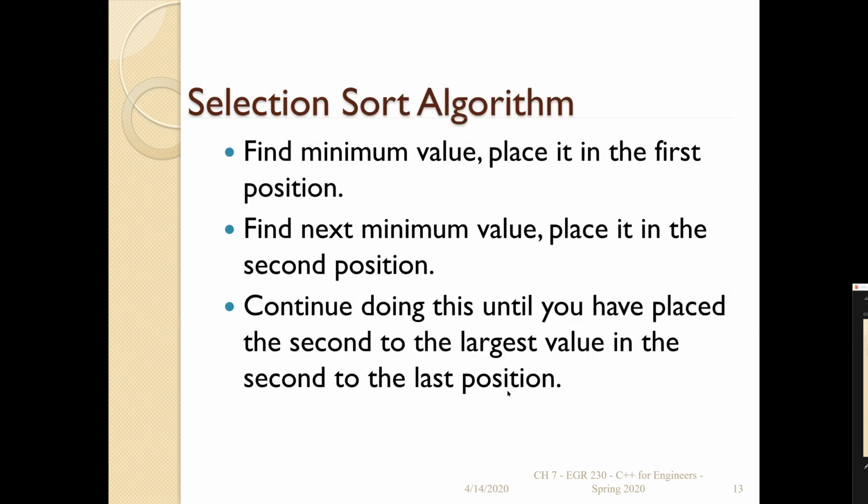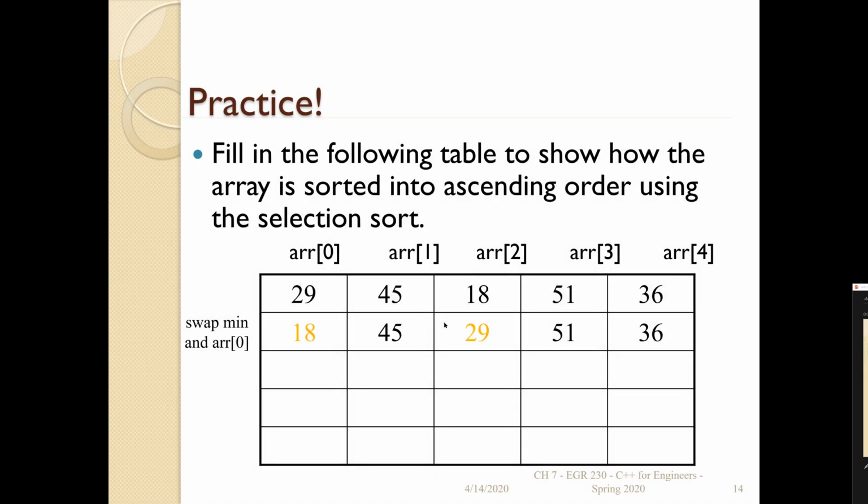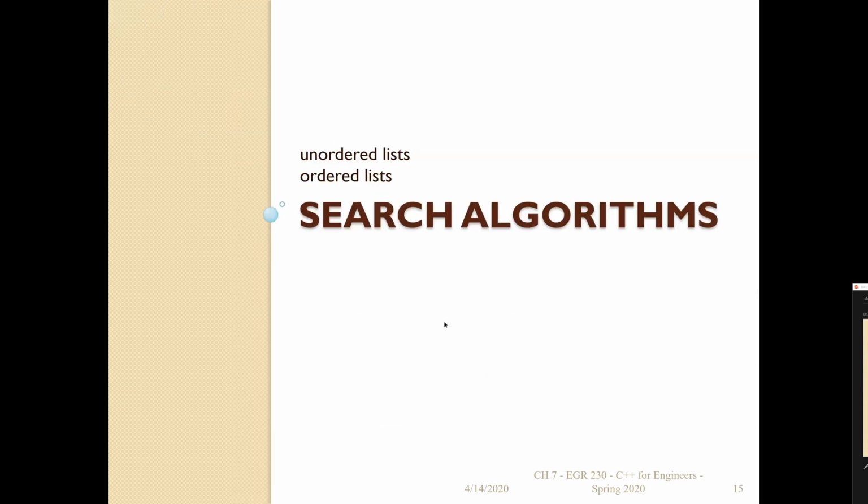Okay. So just step back, previous page. So what do you do? You find the minimum, place it in the first position. Find the next minimum value, place it in the second position. So you keep doing this until you have placed the second to the largest value in the second to the last position. Then you're done, because of course the last one is going to be by itself, so it'll be in the correct place. Okay, so basically you start this algorithm, you go all the way up until you get one less than the end. Okay, so just going through here.